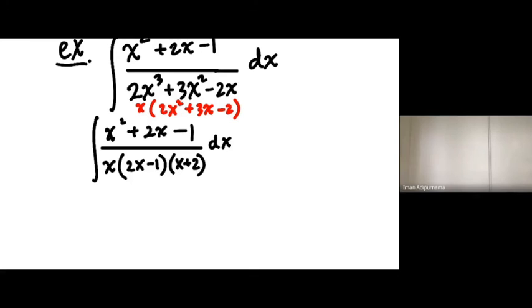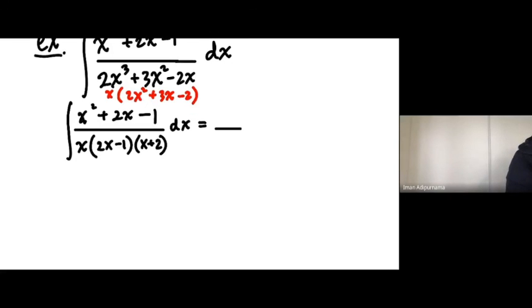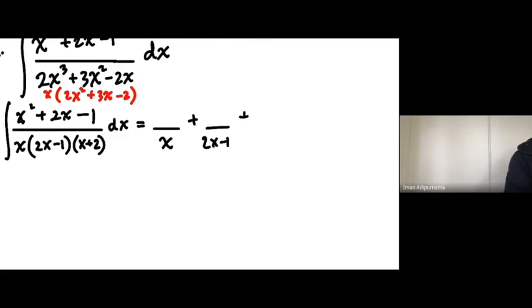Now, based on this multiplication in the bottom, we can separate it into three functions. Let me write this. The first one is x, just plus them, we still don't know if it is plus or minus. And then 2x minus 1, and then plus x plus 2.